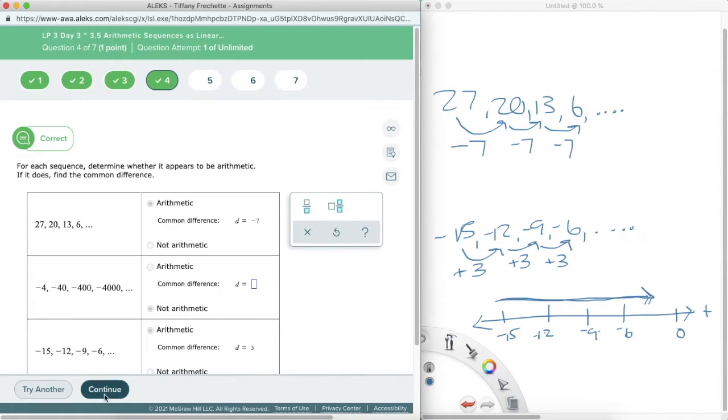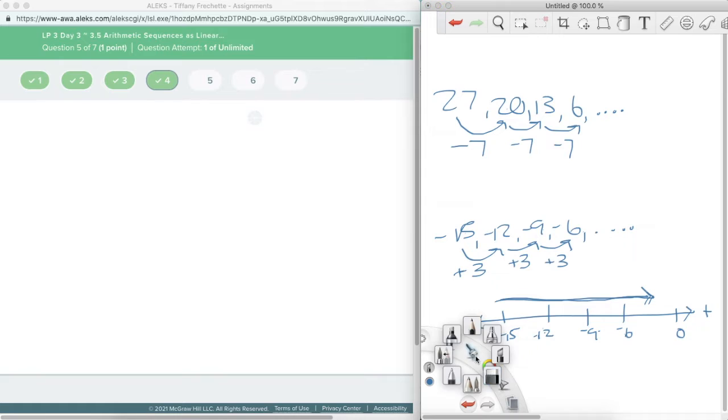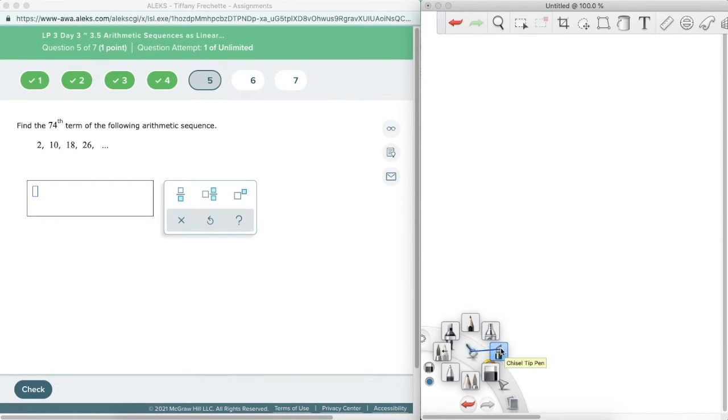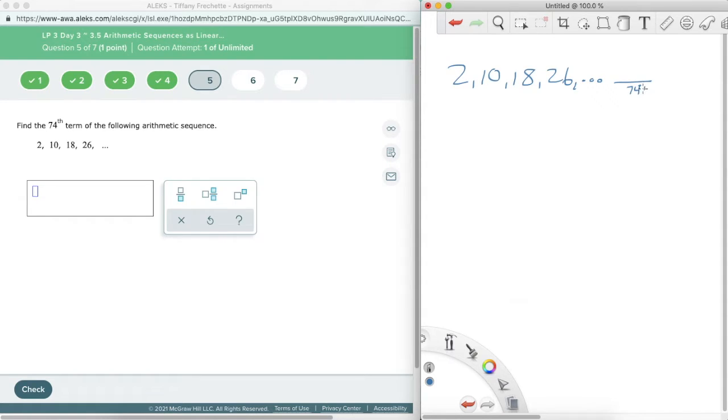Alrighty. We're going to keep moving forward here. Okay. Find the 74th term of the following arithmetic sequence. So we have a little bit of work to do here. And I know I have kind of an exploration when I do this in class, because we want to keep going until we get to the 74th term, like this. And I'm putting ... and then 74th term.